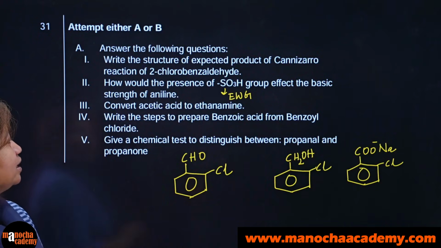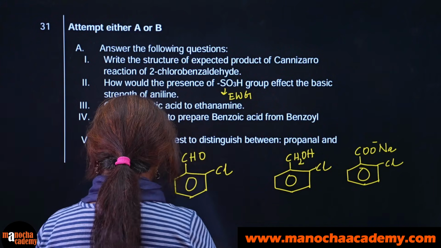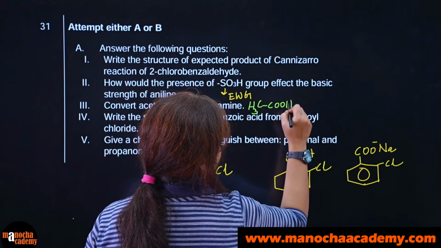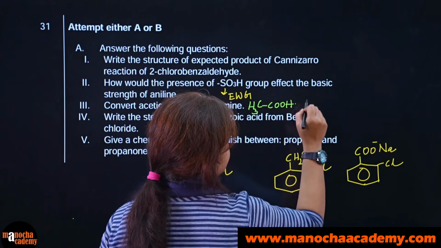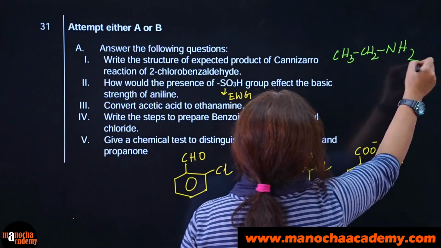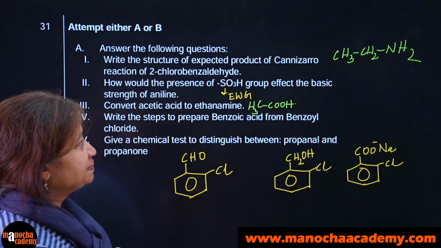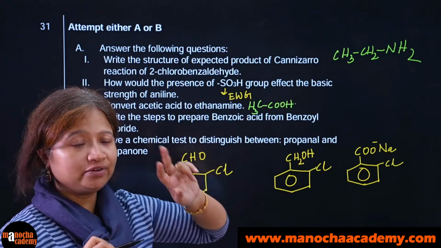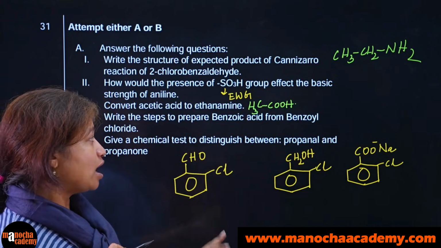Done. Convert acetic acid to ethanamine. So we'll do that and write with a different color. Acetic acid is this and ethanamine is, I'm writing it here, this. So we can see again here one carbon has decreased. You can change the carbon atom. How?